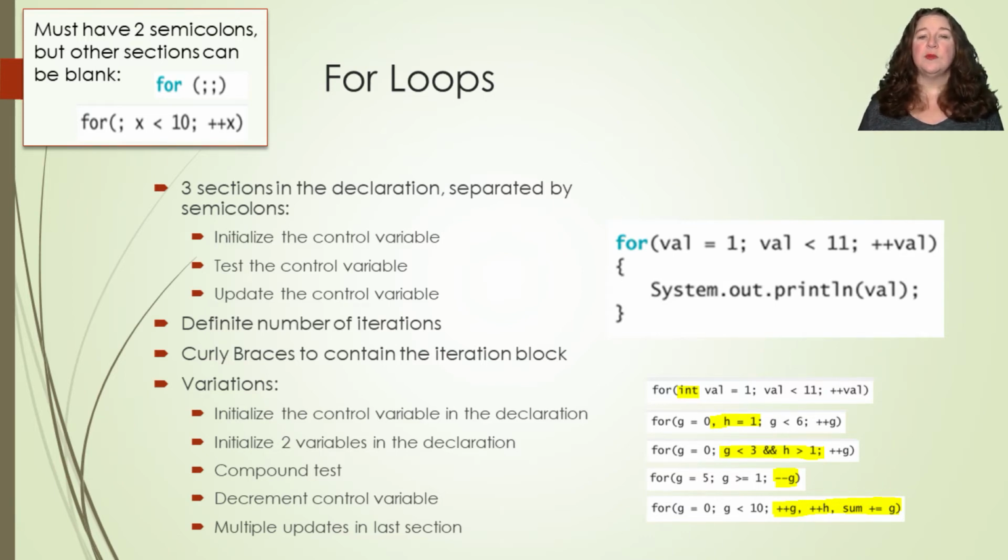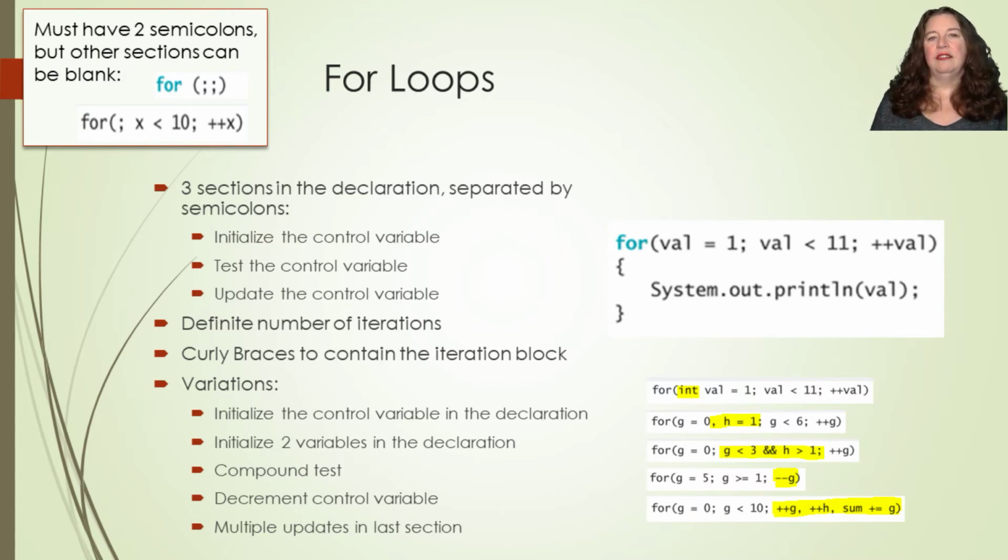The second is a Boolean expression that's going to test your control variable. Is the value less than 11? I'm just going to check this over and over again until I find the answer that will break me out. So as long as this is true, keep going in my loop. And finally, we are going to use a piece of code to update our control variable, usually either a plus plus or a minus minus. So you have initializing your control variable, testing your control variable, and updating your control variable.